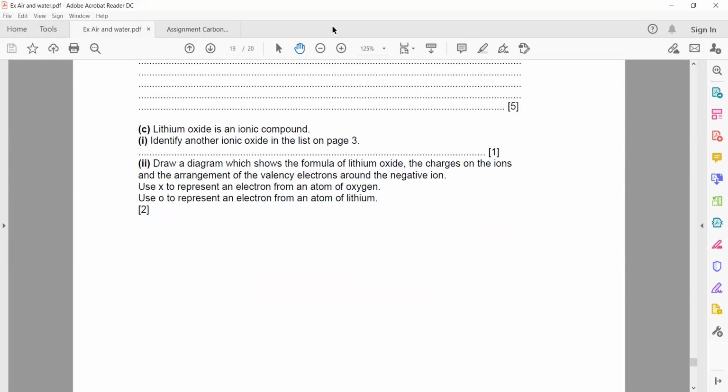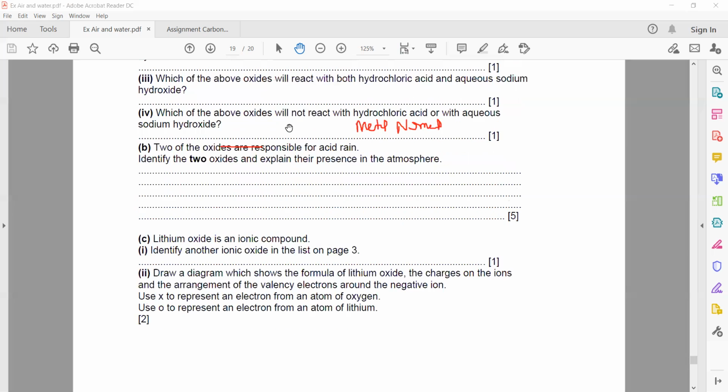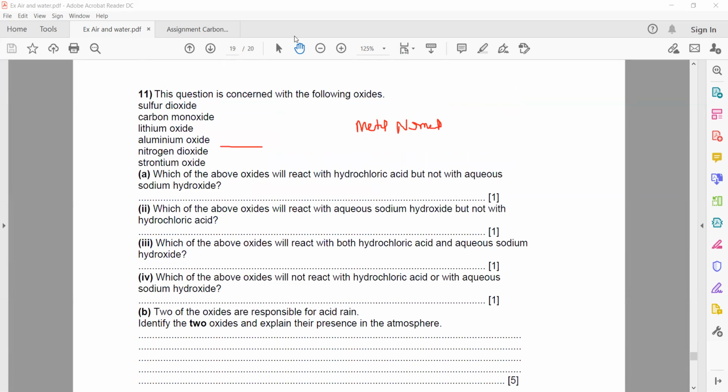Lithium oxide is an ionic compound. Identify another ionic oxide. Ionic compounds basically form when a metal reacts with a non-metal. So which of the compounds contain a metal and a non-metal? Lithium oxide is one of them. Another one: strontium and oxygen, strontium oxide also, because it contains strontium and oxygen. And the same thing, aluminium is a metal and oxygen is a non-metal, so that's also an ionic compound.